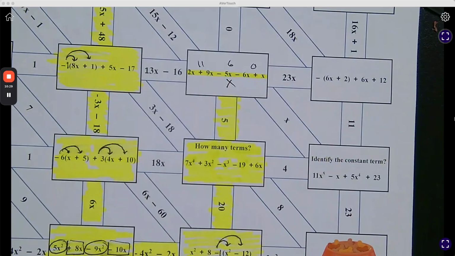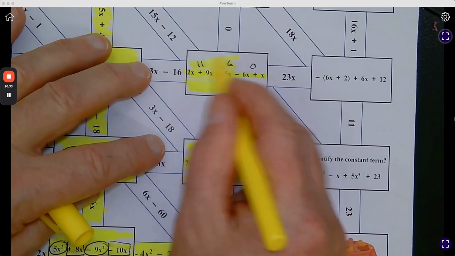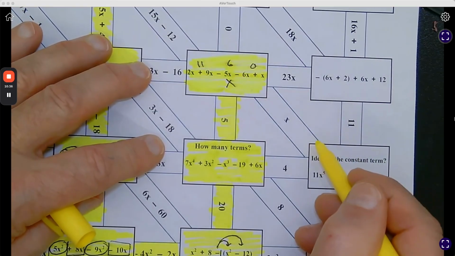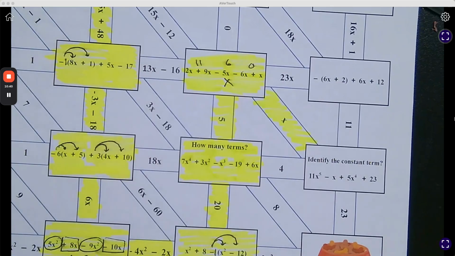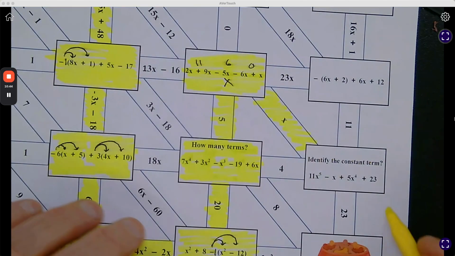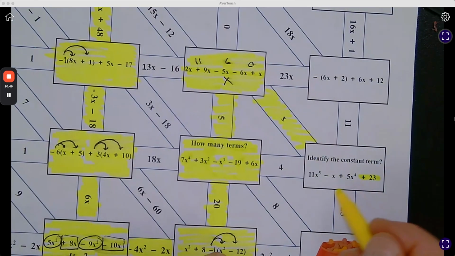All right. Is there an x? Oh, we're getting closer. I got a good feeling. We're going to be eaten. Let's go. Okay, identify the constant term. That's the term that doesn't have a category. 23. Let's go. We ate.